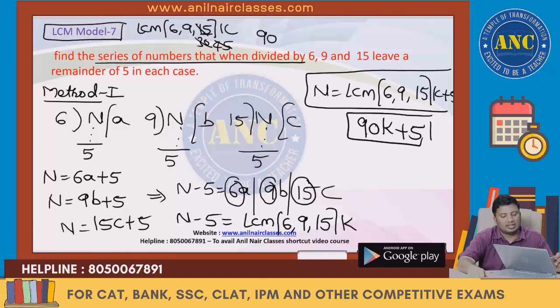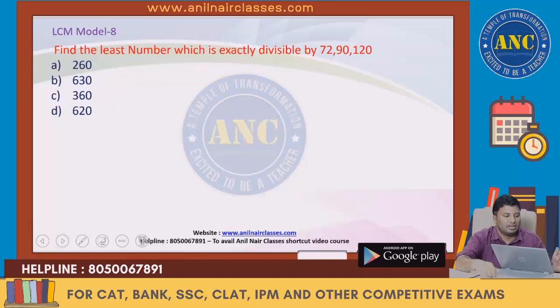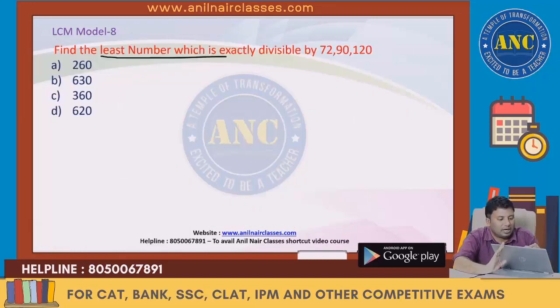N is LCM of 6, 9, 15 into k plus 5. Listen to every question, sir. Find the least number which is exactly divisible by 72, 90 and 120.